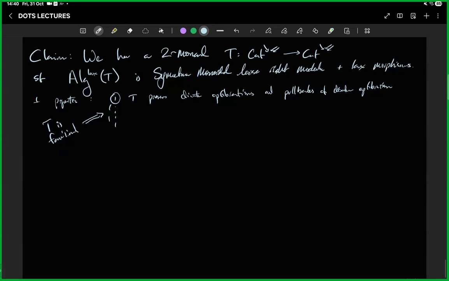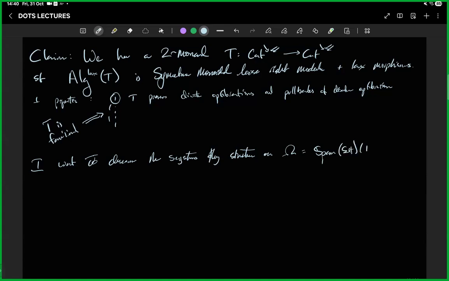So now, what I want to do is to discover the systems theory structure on Omega, which, as we saw, was very like Omega. Remember, it looked like this. It was what we called before Span(Set_*) comma dash on Span(Set). That's what we just computed. At least that's the underlying graph.